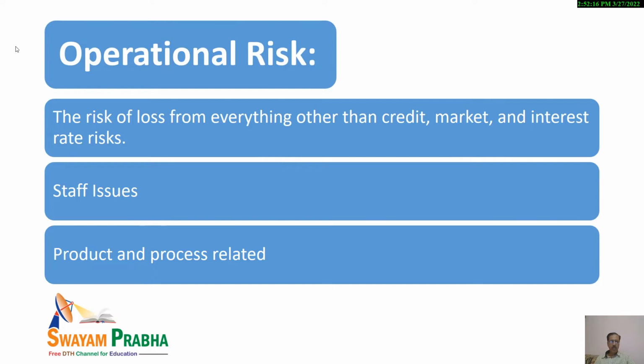Now, operational risk. Simply, you may say that the risk of loss from everything other than credit, market, and interest rate risk is covered under operational risk. So, in case business is there, a number of formalities are there, staff issues may be there, raw material issues, machine issues, human resource issues may be there. In order to operate the business, various types of risks are there, and basically these are operational risk. It may even be related to product, process, and all that.